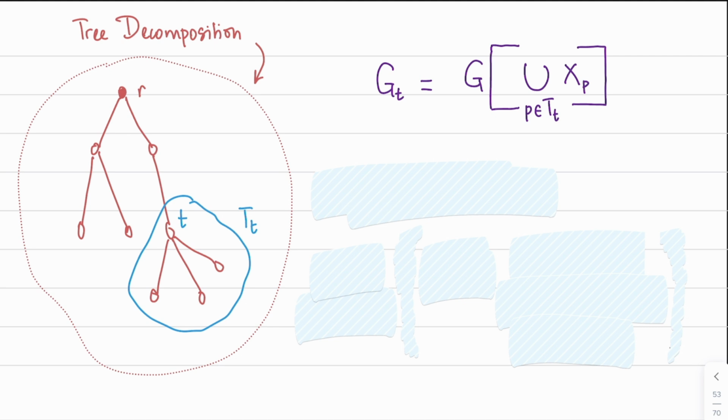And let's look at some notation that's going to be useful here. So we're going to use G sub t to denote the graph induced by all the vertices which belong to the subtree that are rooted at a vertex t of the tree decomposition. Because this notation is going to be very important, let's actually illustrate this with an example.